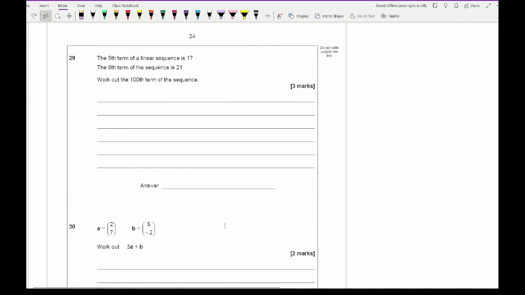For question 29, it says that the fifth term of a linear sequence is 17, the sixth term is 21. And we need to work out the 100th term. So the first thing I do is draw 5 and 6. We know that this here is 17 and this is 21. So from this we can see that the linear sequence is going by +4, which therefore means that the fourth term is going to be 13, this is going to be 9, this is going to be 5, and that's going to be 1.